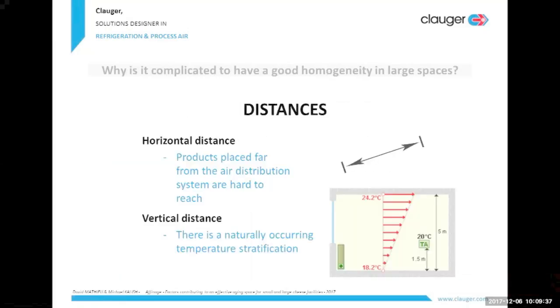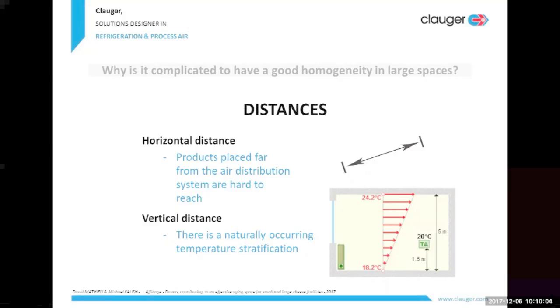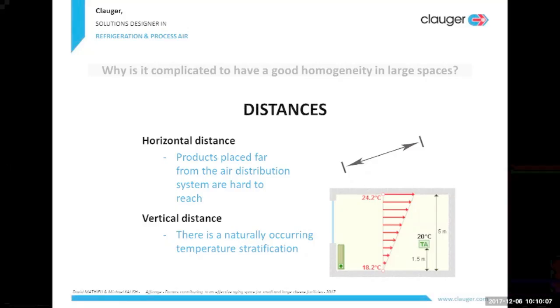So, making a parenthesis, I was talking about large spaces. What is the difference between a large space and a small one? Well, you have the distances, of course, that are greater. When a product is far from the air distribution system, normally you're going to have some ductwork, whether it's textile duct or something else. You're going to have a distribution system. So if there is a large distance, the air will only have a certain reach, maybe 6, 7, 10 meters at most. So there is a point when cheeses are too far, you can't reach them. And then vertical distance, this creates stratification, temperature stratification.